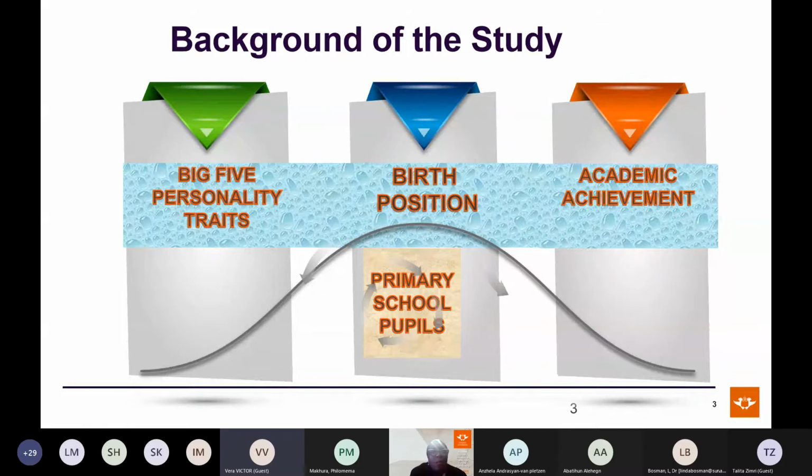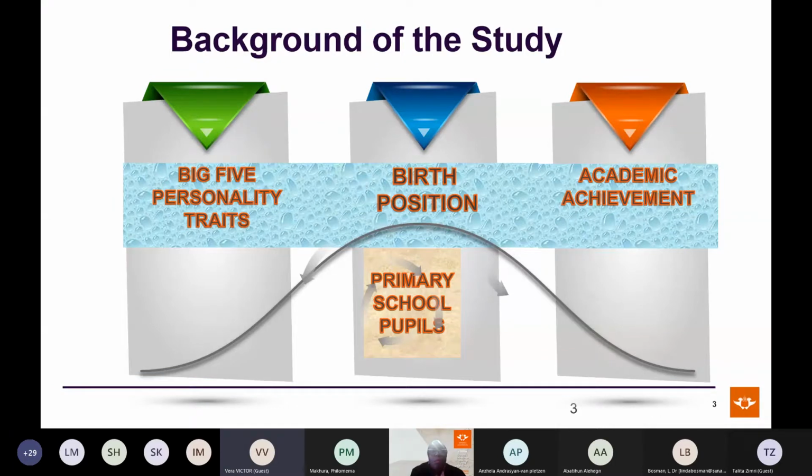Then lastly, in the Big Five personality trait model, we have neuroticism, which is a trait where individuals are prone to negative thoughts, such as guilt, anger, envy, and so on and so forth.